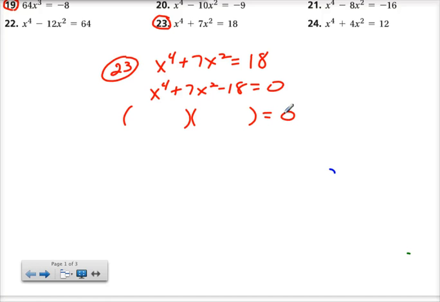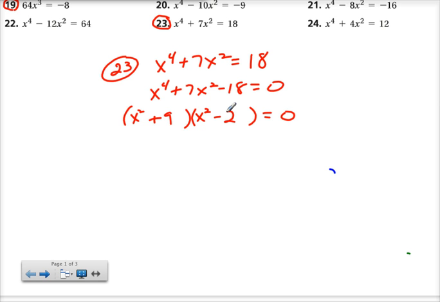But we don't have a perfect square trinomial either, because we have that negative 18 in the back, and that is not a perfect square. But we certainly know that x squared times x squared is x to the 4th. So then what we need to do is come up with two numbers that multiply to negative 18 and add to 7. And that will be positive 9 and negative 2.